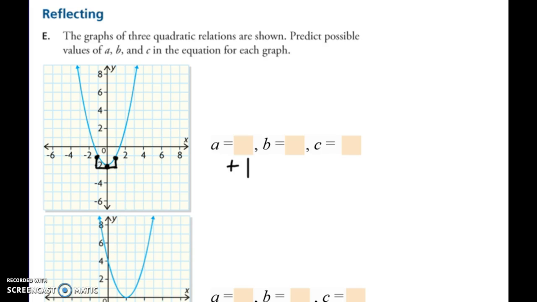Our B, remember, is our mirror. So where would our mirror be reflecting here? Our mirror would be right along the y-axis. So it's hitting the y at 0. So our B should be 0. And if we're looking at our C, remember our C was our y-intercept. So where is our parabola hitting on the y? It's hitting down here at -2. So that means our C should be -2.